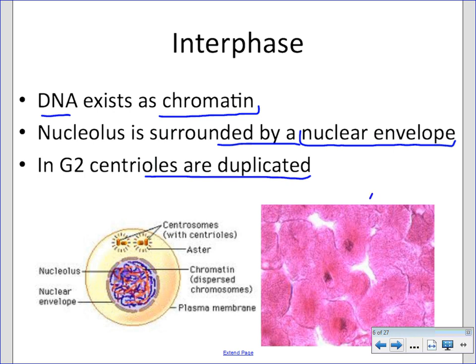When viewed under a microscope, typically what you see is this darker structure which would represent the nucleus. It's not going to be very dark, but it should be noticeable, and it appears darker just because of the DNA that is present and that is unwound.